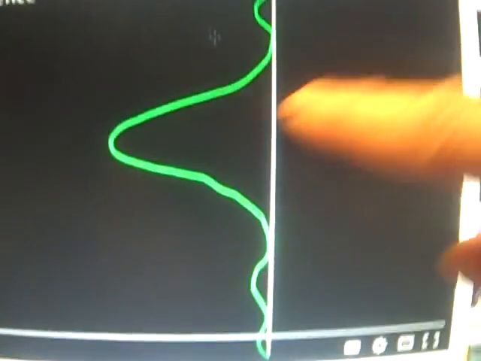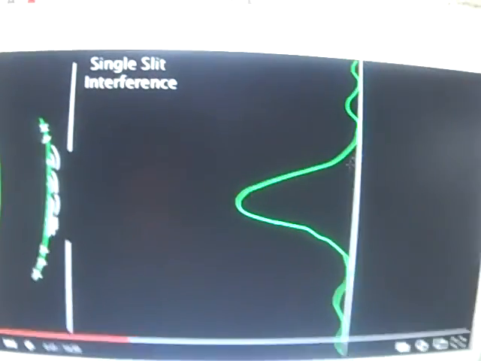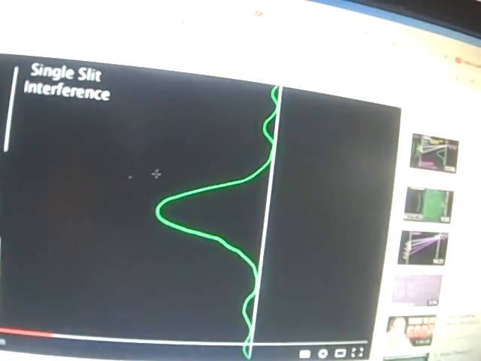Right, so this is mathematically correct for non-laser light, but it's not correct for laser light. So this is the pattern you see. How can we get this? How do we analyze it? That's what we're going to try to figure out.